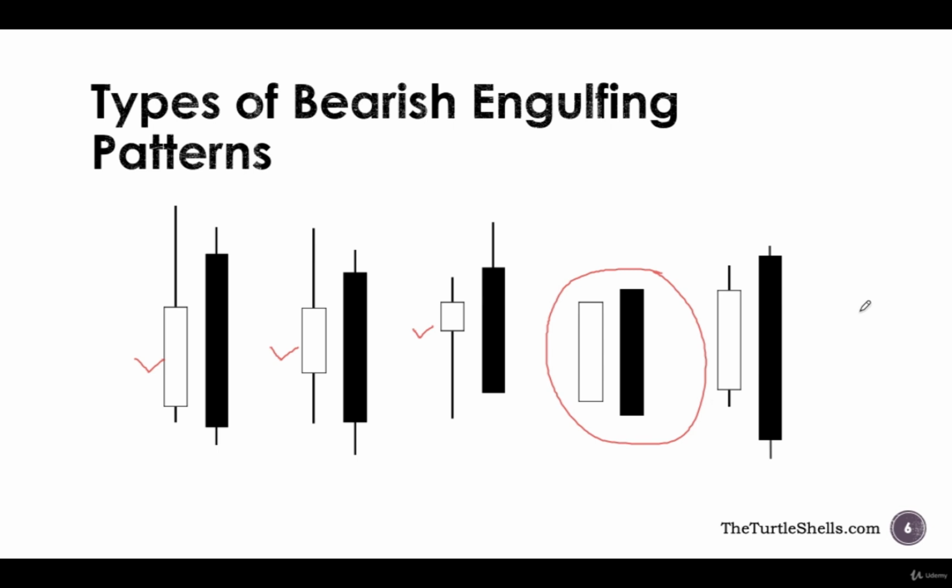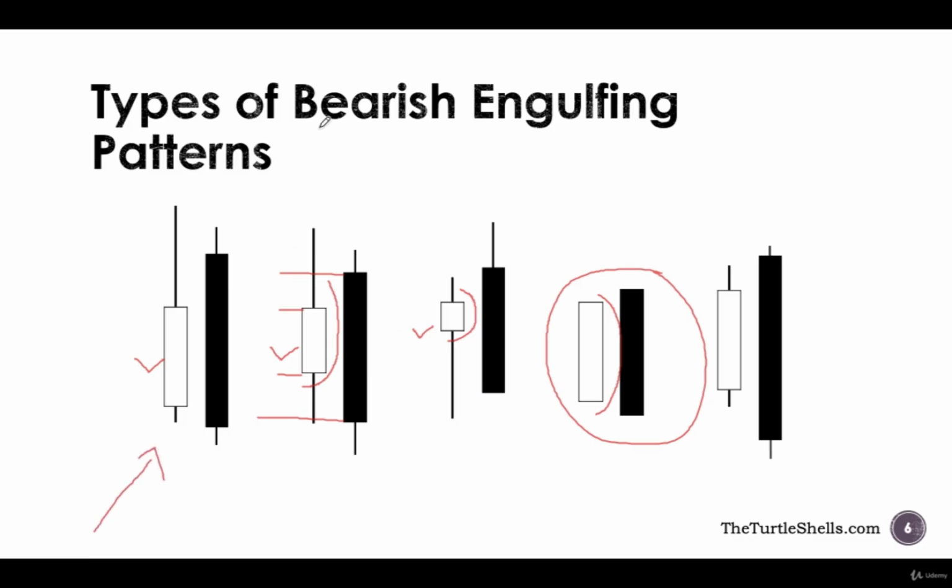But there is one thing common in all of these 5 patterns: the black real body completely engulfs the prior white real body. So this black body is completely engulfing the prior white real body. Again, you see all these black candles are engulfing the prior white real bodies. And all of them are coming after an uptrend.